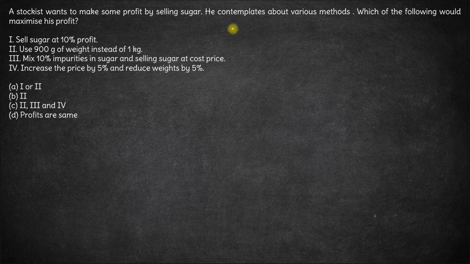The first part here: sell sugar at 10% profit. So this is pretty straightforward, right? The profit in the first part will be exactly 10%. So no rocket science here, straightforward. Let's look at the second part.